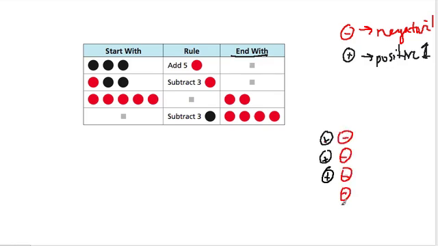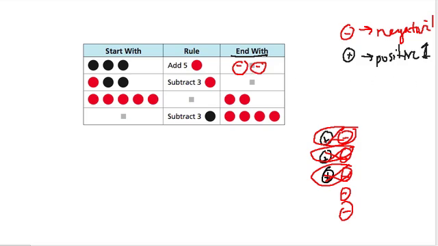Well, every time you add a positive and negative one together, right? These pairs right here, they cancel out to 0. So what's left is 2 negative red chips, or -2. So you can think of that as having +3 plus -5 is -2.